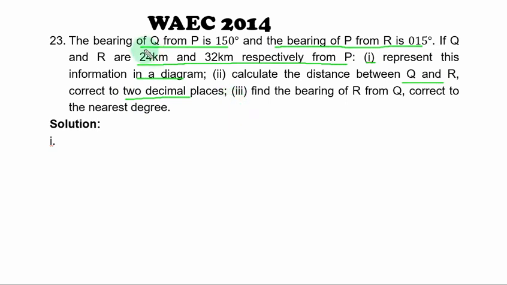Solution. From the first statement, the bearing of Q from P, you have to start from P. It is a rough sketch. If the rough sketch is not in accordance with the question, you can always adjust it. So let's take this as point P. The bearing of Q from P is 150 degrees. That is the second quadrant clockwise. So we have Q somewhere here. So this is point Q.